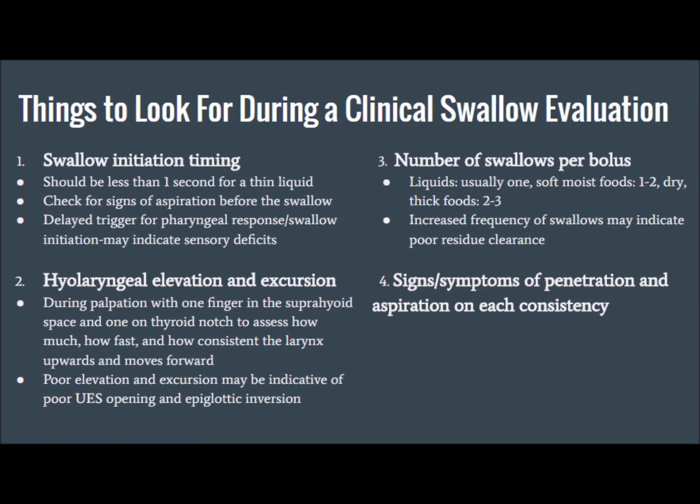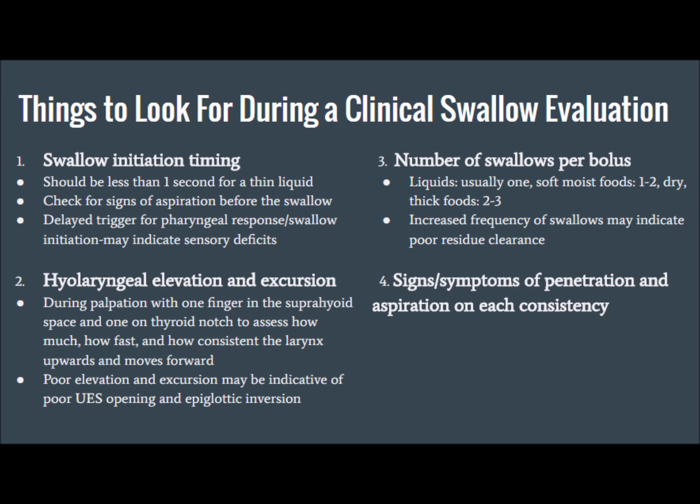The main things to look for during a clinical swallow evaluation include appropriate swallow initiation, hyolaryngeal elevation and excursion, number of swallows per bolus, and signs and symptoms of aspiration. Swallow initiation timing should be less than 1 second on thin liquids, and you also want to assess for any signs or symptoms of aspiration before the swallow. And a delayed swallow initiation may indicate sensory deficits.